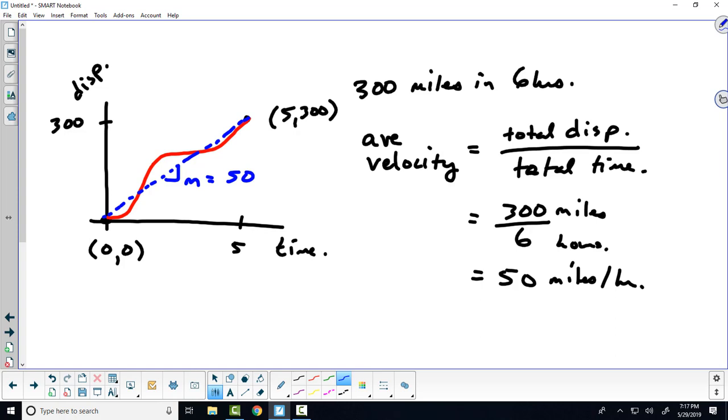I can always compute my average rate of change. What can I not always compute? Instantaneous rate of change. Okay? So I could find the slope of this line, but I don't know how to talk about what our actual velocity is at points in time.